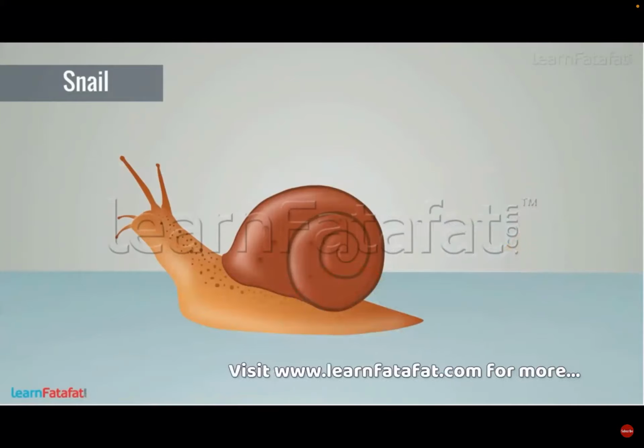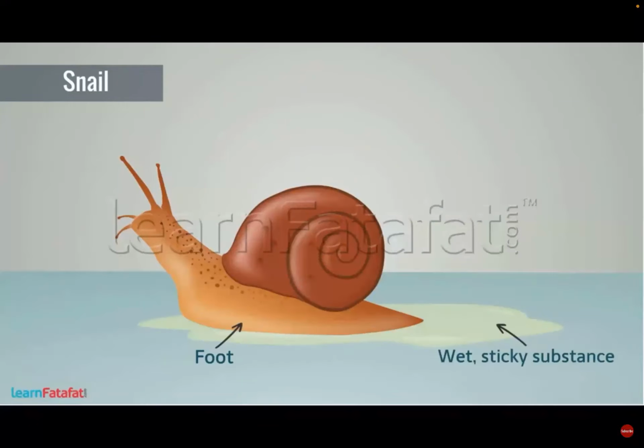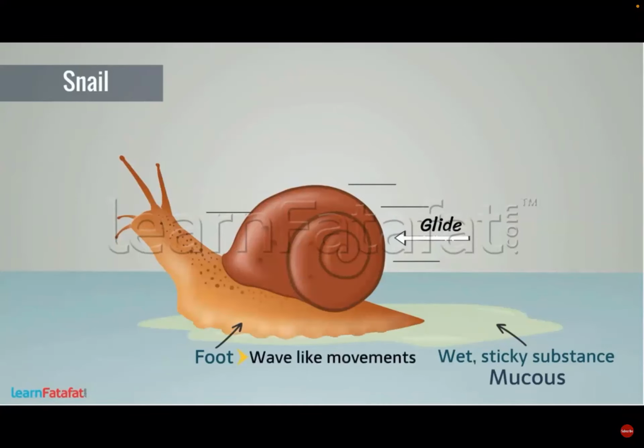For movement, it uses a long, thick muscular organ called the foot. The foot produces a wet, sticky substance called mucus. It makes the surface smooth so that the snail can glide over the surface. The muscular foot produces wave-like movements with which the snail gets pushed forward.